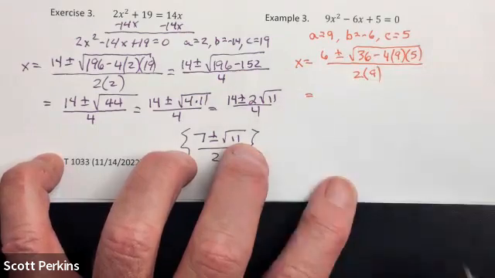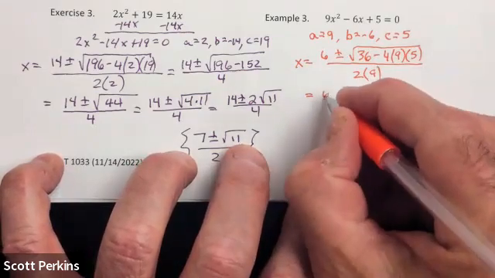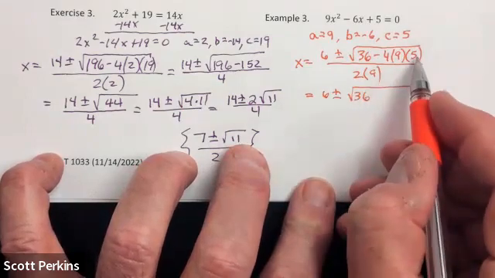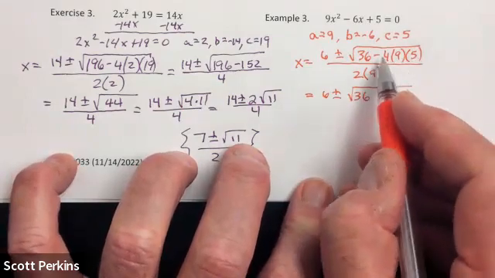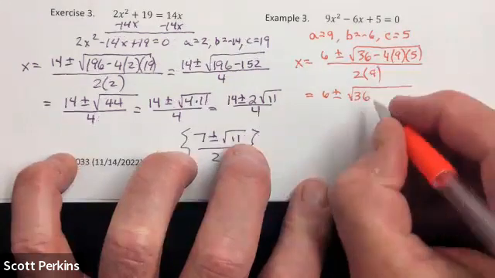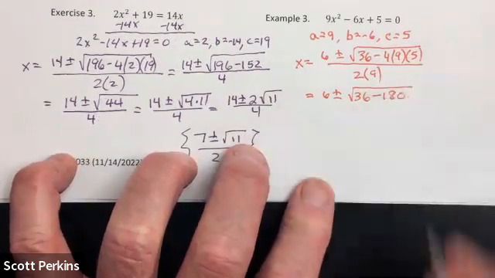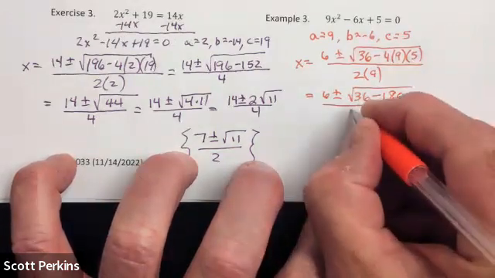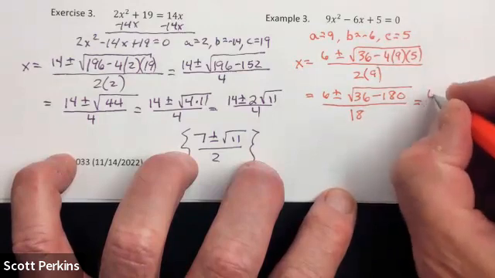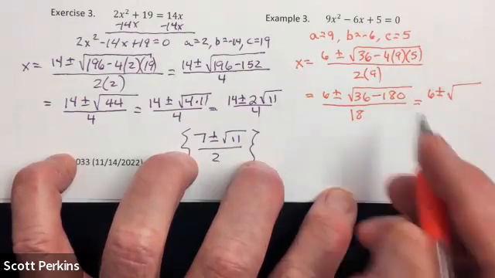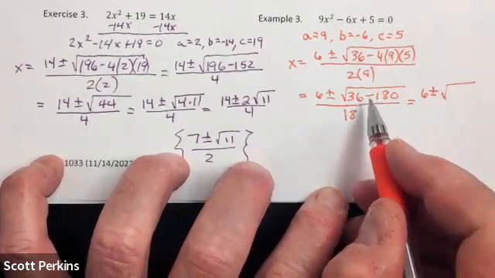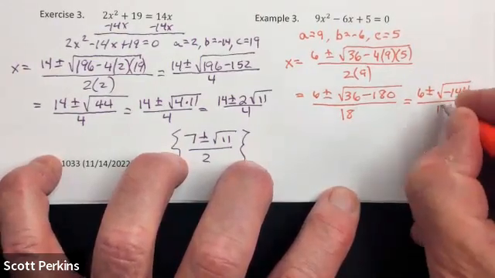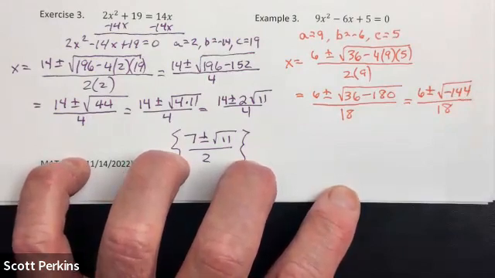So now we'll do that arithmetic. Probably you were somewhere in the middle of doing that. So 5 times 9 is 45. 45 times -4 is -180, I believe. All over 2 times 9, which is 18. And 36 minus 180 is -144. So for the first time on our little worksheet here, I've got a negative number under the radical.